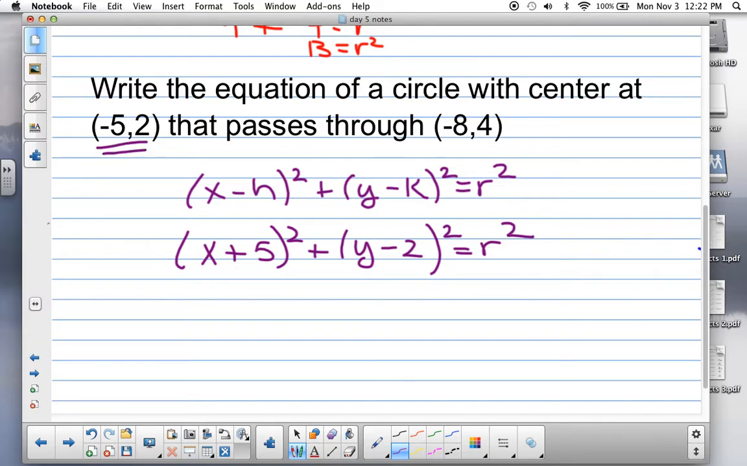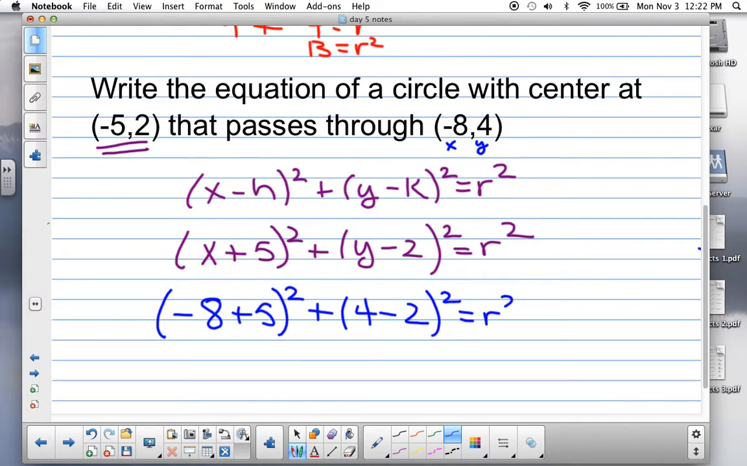So this point that was the center just goes in for h and k. And now I'm trying to find r squared. This will be my finished product if I knew what r squared was. So now I'm going to put this negative 8 in for x and the 4 in for y into this equation. So it's negative 8 plus 5, quantity squared, plus 4 minus 2, quantity squared equals r squared, and we're solving for r squared. So again, negative 8 plus 5 will be negative 3.